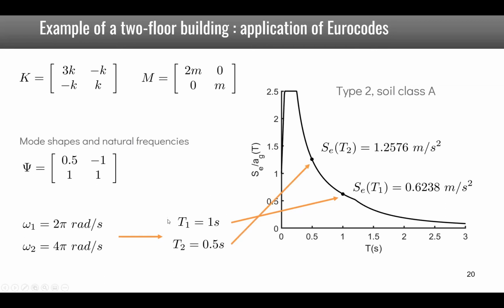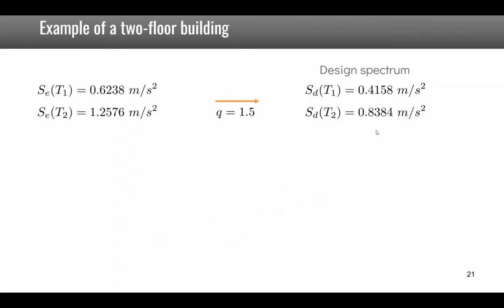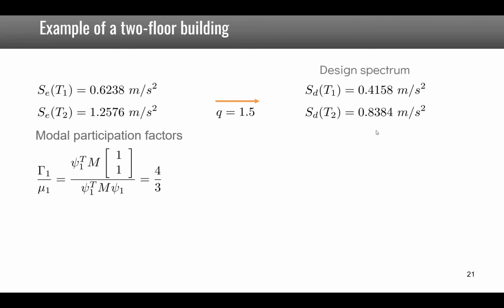So this is how mode 1 will respond. This is the value of modal acceleration for mode 1, and this is the value of modal acceleration for mode 2. Now we have to take into account the q factor, which divides this value of acceleration by 1.5. We have to compute the modal participation factor, so by how much each mode is excited, and this gives us gamma 1 over mu 1, which for the first mode is 4/3, and for the second mode is minus 1/3.